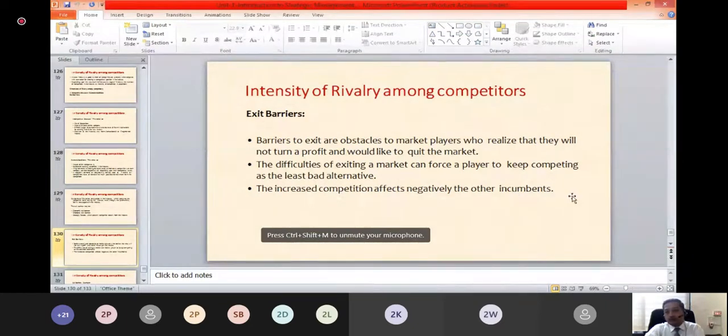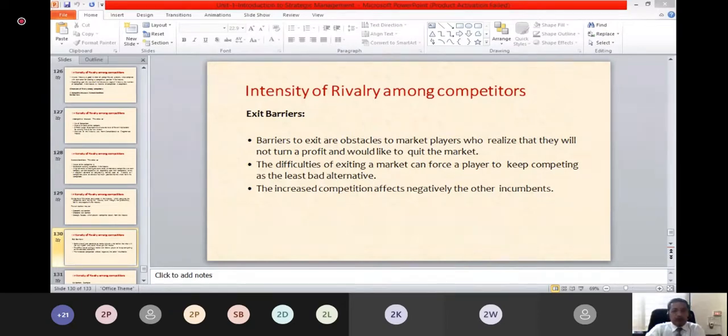So these barriers to exit are obstacles to market players who realize that they will not turn a profit and would like to quit the market. The difficulties of exiting a market can force a player to keep competing as the least bad alternative. The increased competition affects negatively the other incumbents.